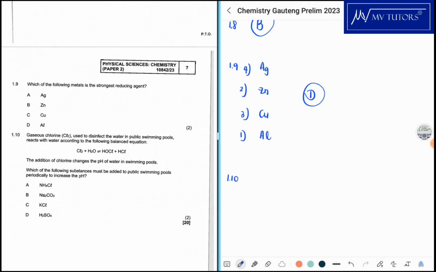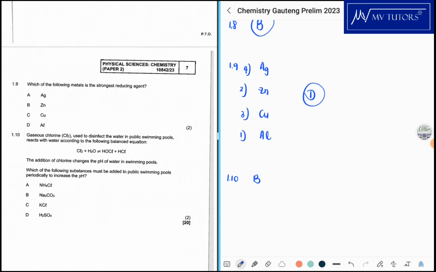So since it is already acidic, we need a base to neutralize it. So option A, we have ammonium chloride. Ammonium is a weak acid, so we don't want to add more acids, right? B, you have sodium carbonate. Carbonate is a base, so B is an option. C, we have potassium chloride. No, I wouldn't really add potassium chloride to it. And then D, definitely not. That is sulfuric acid. That is a very strong acid. It will definitely make it more acidic.